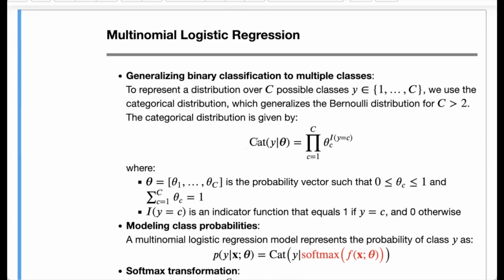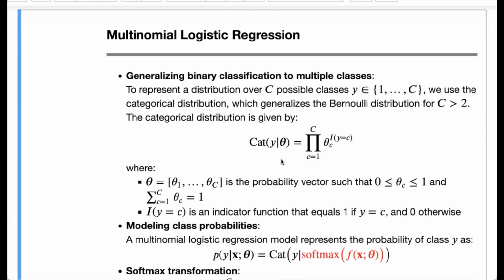And we can represent this categorical distribution in a compact form using this notation where we utilize the indicator function. So what we have in the exponent is I of y equals c. This means that this term is 1 when the true class or label is c. And therefore, in that case, we have this probability, which is theta of that index c. And therefore, this represents the entire categorical distribution that we have.